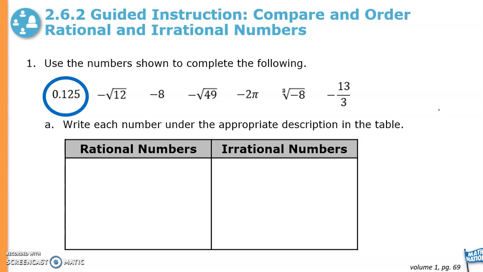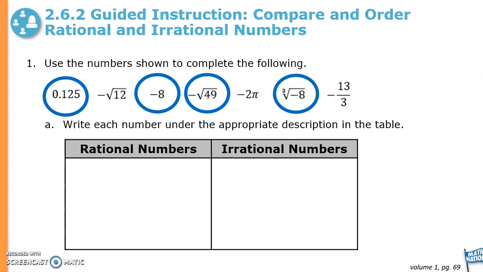The first one, 0.125, is a terminating decimal, so it's part of the rational group. Then -8, +8, 0, all of those are integers on the number line above the board. They are all rational numbers. The square root of -49. Well, 49 is perfect. The square root of 49 is 7. Even though it has a negative in front, that just makes it -7, not +7. They're both integers, so they are part of the rational numbers. If that negative was underneath there in the radicand, we would not be able to solve it.